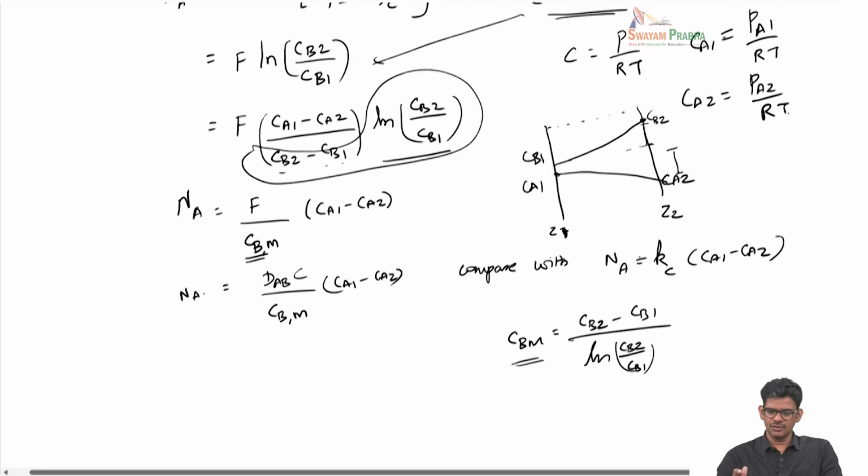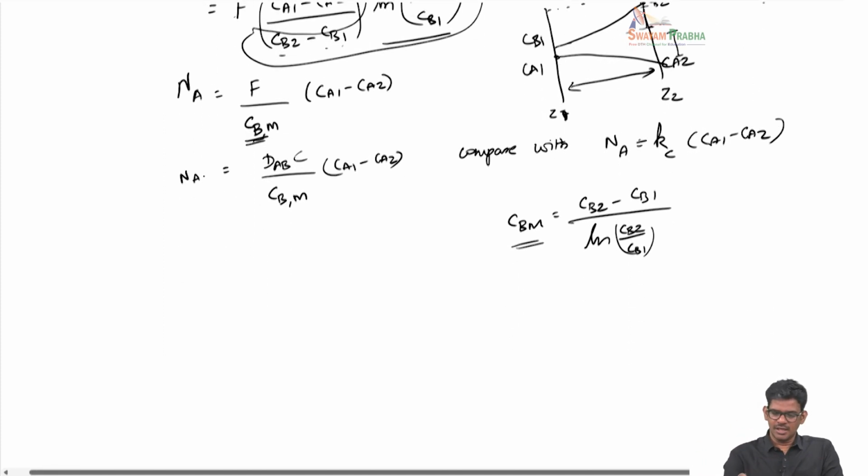The advantage of doing this is that I can group all these terms together and write them as CBM. The coefficient F remains, and then I am writing Ca1 minus Ca2. Ca1 minus Ca2 is the concentration difference between the two locations Z1 and Z2. Now, I have already noted that this F coefficient is nothing but DABC by Z, and so you have this expression.